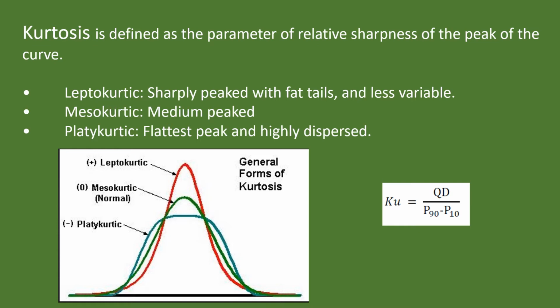So this means when the distribution is leptokurtic, most of the scores are concentrated near the mean, median, and the mode. When it's mesokurtic, it's normal. They're evenly distributed between the mean, the median, and the mode. And for platykurtic, it's highly dispersed, or the scores are very far from each other. And for the kurtosis formula, we have the quartile deviation over P90 minus P10.